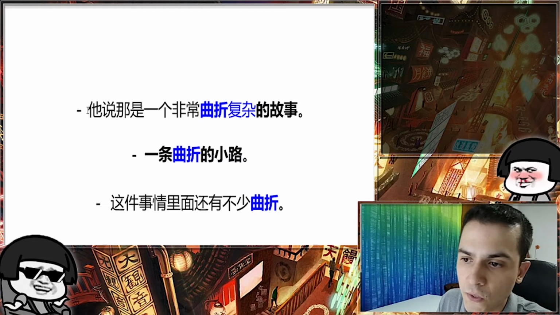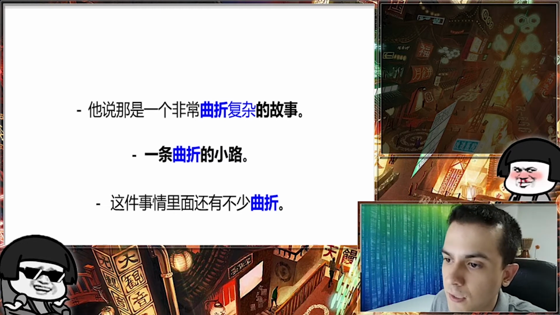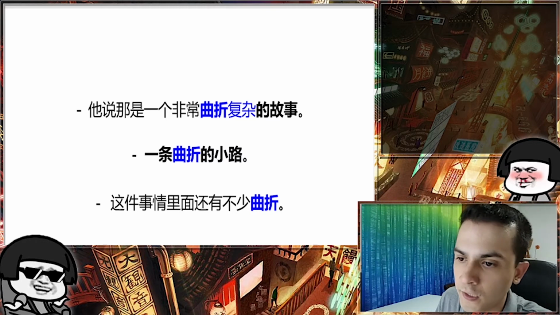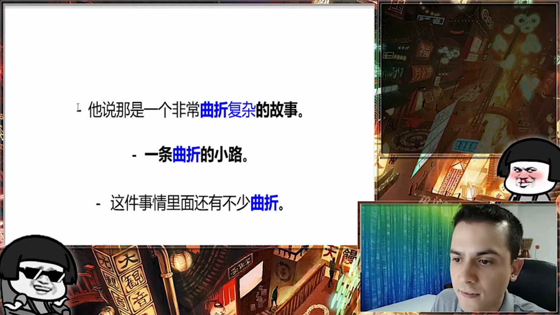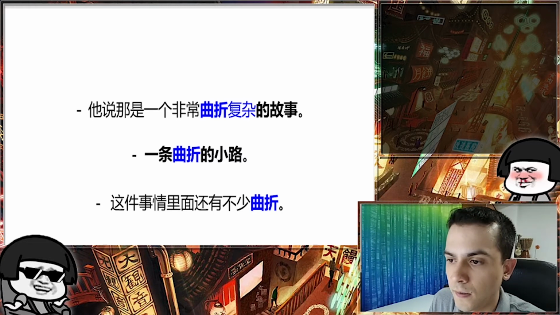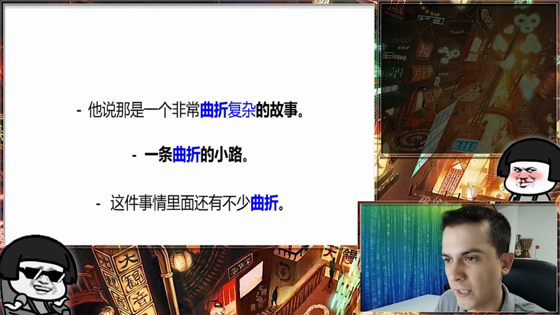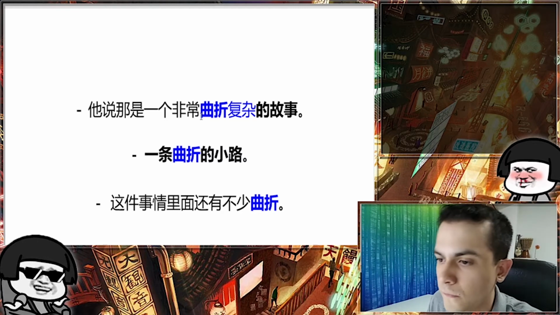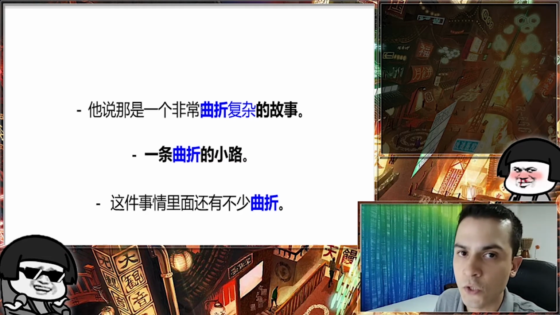Okay, 他说那是一个非常曲折复杂的故事. Alright, so he says that is a very complex and full of details kind of story. Okay, a very complex story. That one is a more metaphorical kind of meaning of 曲折.